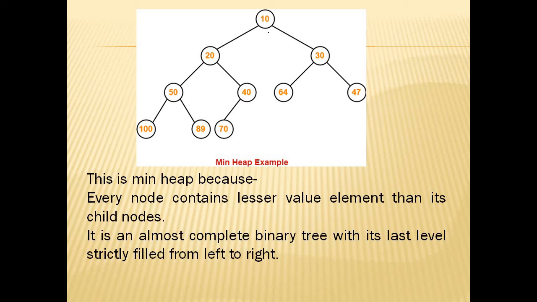The root element is 10. Its children are 20 and 30, so lesser. So it is a min heap. Next, 20. Its children are 50 and 40. Lesser. Next, 50. Its child is 189, so lesser. 40: its child is 70, so lesser. 30: its children are 64 and 47, lesser. So it is a min heap.